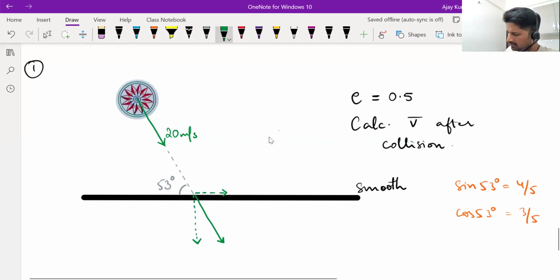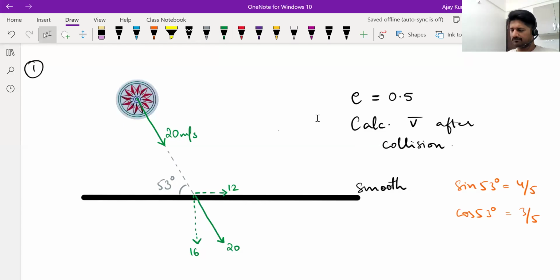The initial velocity 20 we will resolve into components. Pawan, can you tell the x component and y component? Sir, x component is 12 and y component is 16. 12 and 16. Okay, 20 cos 53, 20 sine 53. Pawan, tell me which component will get disturbed by the collision? 16 component or 12? Sir, 16. 16 will get disturbed.